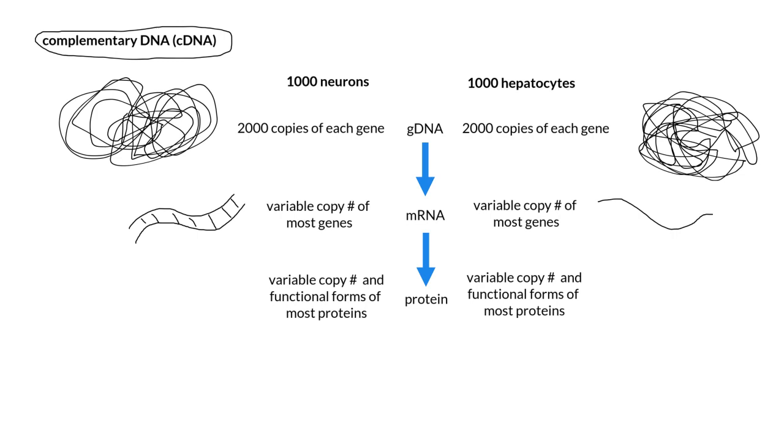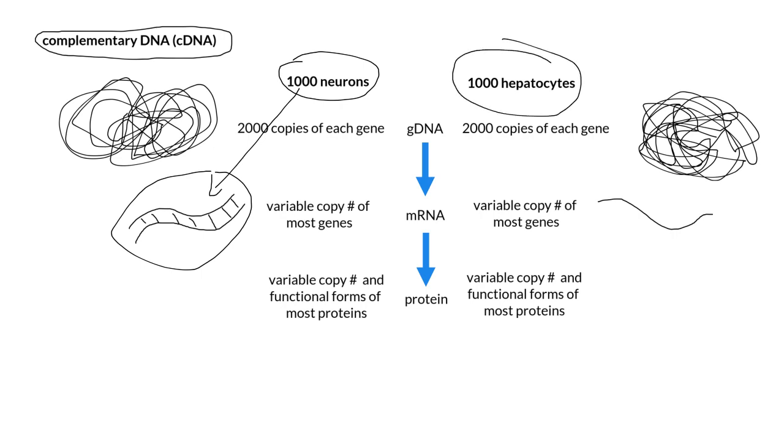So if there are tons and tons of copies of gene A in our 1,000 neuron sample, there will be corresponding tons and tons of copies of the complementary DNA after we've processed the mRNA from that sample. And if there are no copies of gene A in our 1,000 hepatocytes' mRNA, then there will be no mRNA in the first place to build our cDNA library off of, and those cDNAs will not be represented in that particular library.